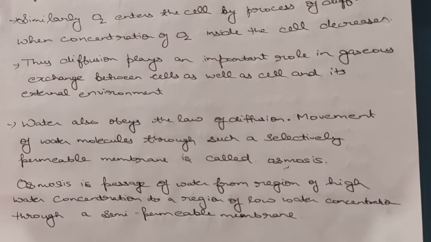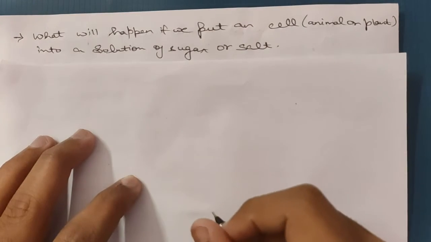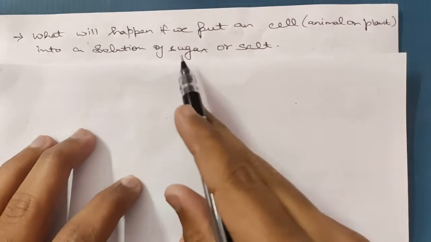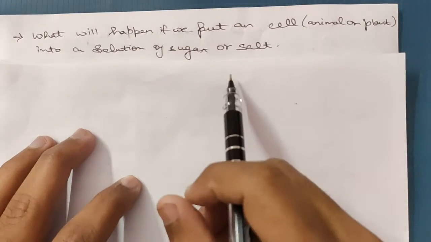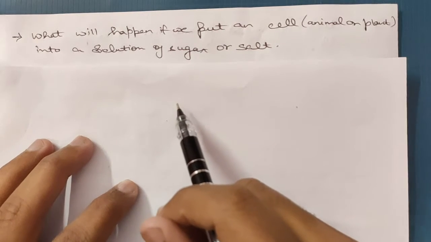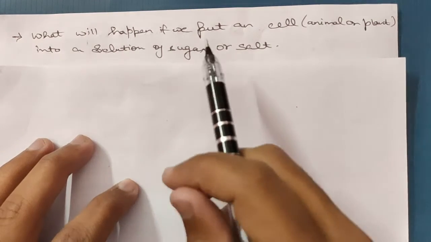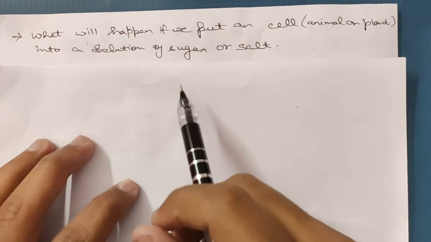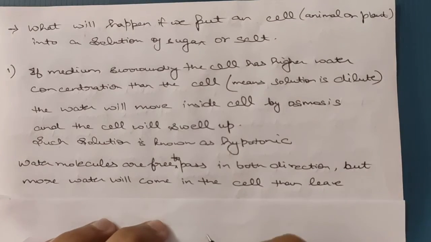Please remember the definition. Now, after understanding diffusion, there is a question. What will happen if we put a cell, whether it is an animal or plant cell, into a solution of sugar or salt? Understanding? The question is, what will happen if we put a cell into a solution of sugar or salt? So now let's discuss the first condition.